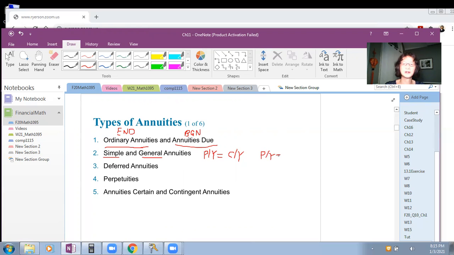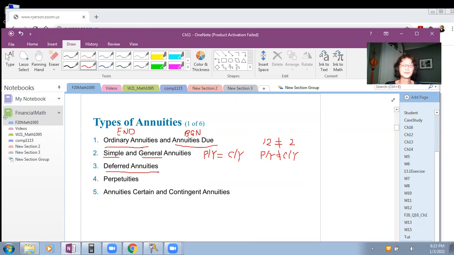I will give you an example. PY not equal to CY. For example, you make payment every month, but the interest is compounded semi-annually. In this case, in 1 year you make 12 payments, PY equals 12. Interest is compounded semi-annually, so in 1 year, interest is converting 2 times. In this case, PY not equal to CY. That is general annuity.